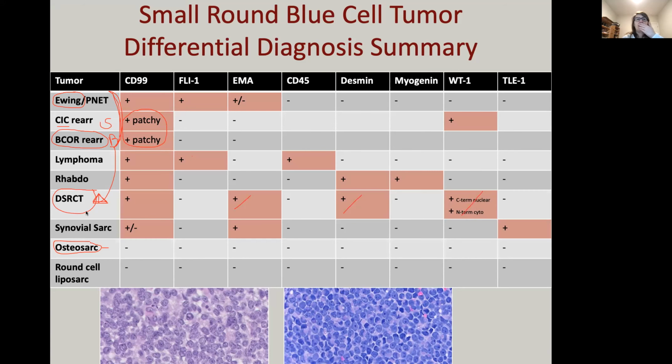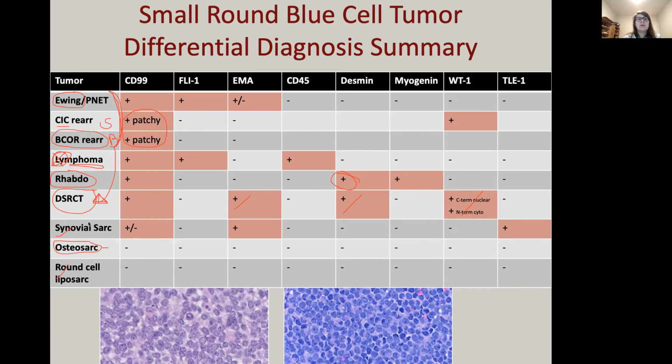WT1. Okay. And then if you're in a kid, you also want to think about rhabdo, especially in the sites in which rhabdo is more common, the GU tract, the head and neck. This can also present as a small round blue cell tumor. If you're in an adult, you may now more be thinking about a lymphoma, right? Like I said, Ewing's, rhabdo, even osteosarc, certainly synovial sarc, certainly round cell liposarc can occur in adults, but really, really lymphomas are most often going to be in adults, not so much in kids.